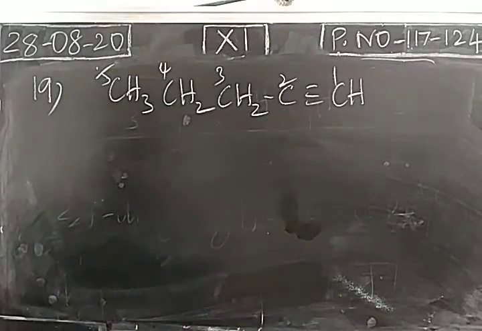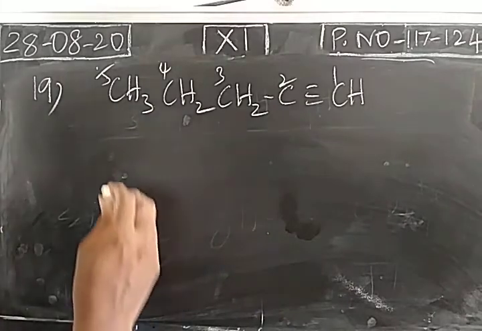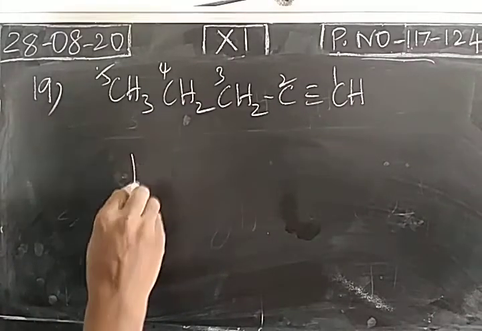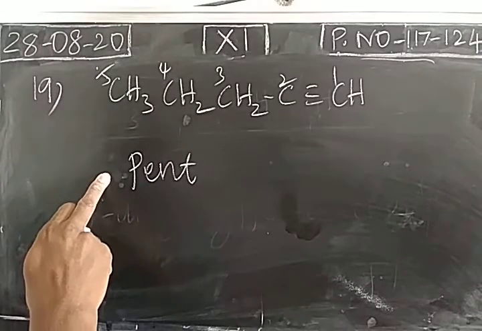We don't have any other functional groups. The triple bond will act as the functional group. Reactions will take place at this position, so this should have the lowest number. So we give numbers from right to left. Totally 5 carbon atoms are present, root word pent. We don't have substituents, so the prefix is not available.